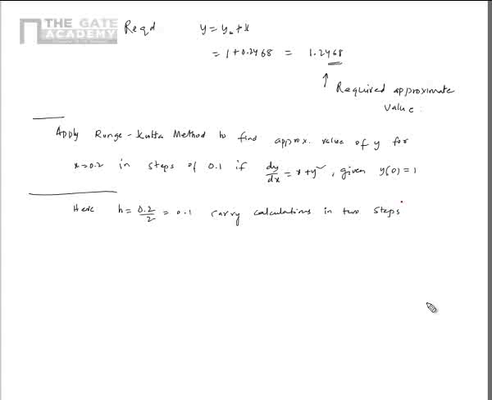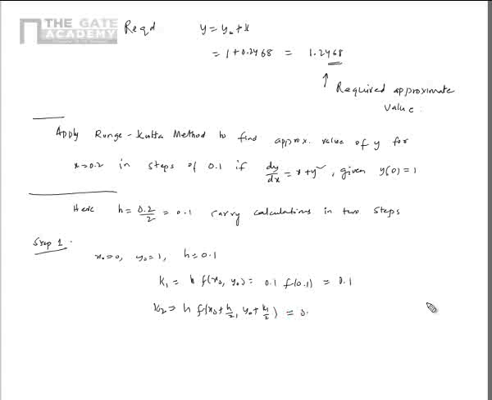Okay, so step 1: x naught is 0, y naught is 1, h is 0.1. So let's calculate k1. K1 is h f of x naught comma y naught, which is 0.1 into f of 0.1. This is 0.1. Similarly, now k2 will be h f of x naught plus h by 2, y naught plus k1 by 2. So this comes out to be 0.1 into f of 0.05, 1.1.